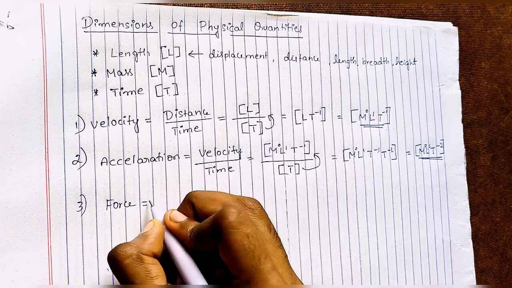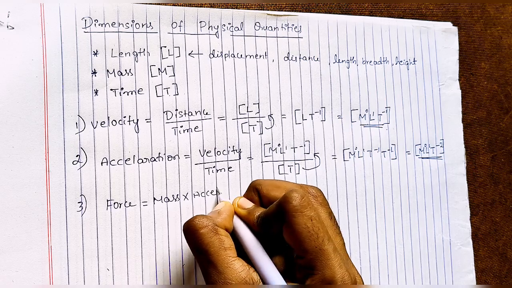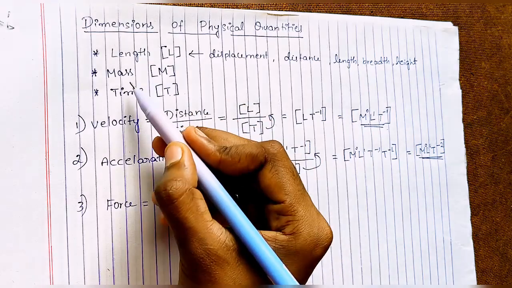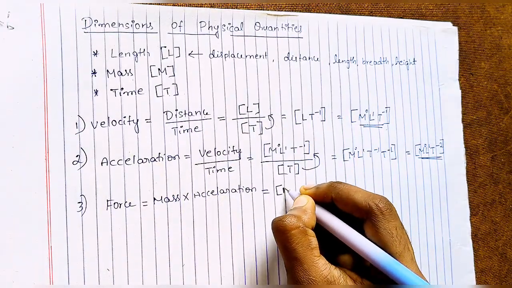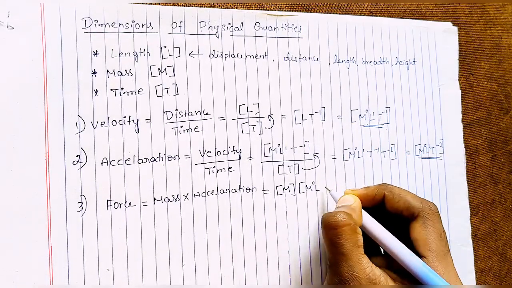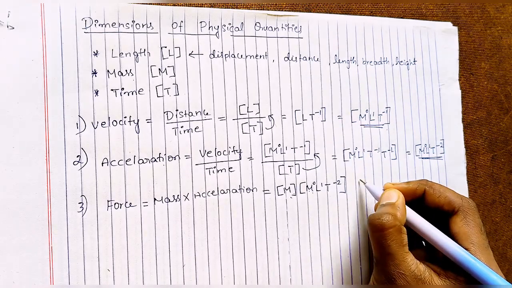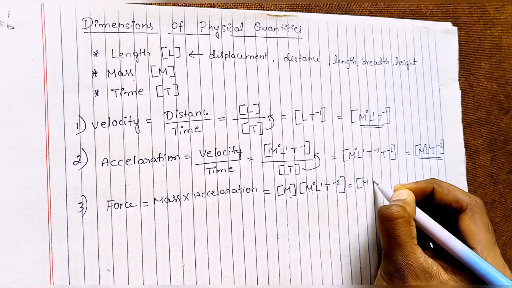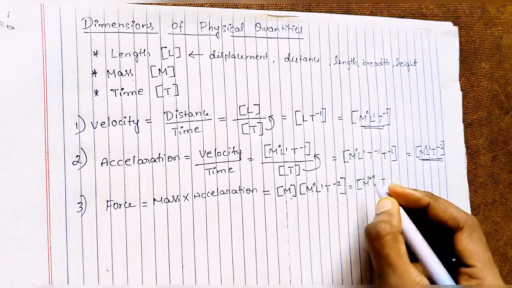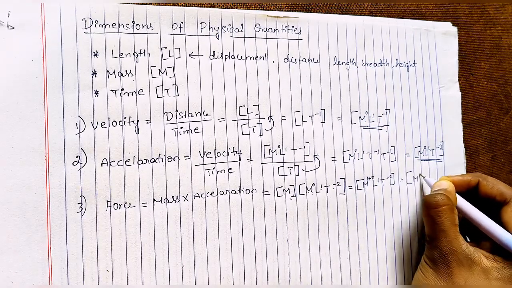Next let us solve for force. From Newton's law, we know that force is equal to mass into acceleration. Now I will write the dimensional formula for mass as m into acceleration. We already know that m0 L1 t to the power minus 2. I substitute this one here. Then we have m to the power 1, m to the power 0. So I will write m to the power 1 plus 0, L to the power 1 and t to the power minus 2. Now our last step is writing it in MLT form.